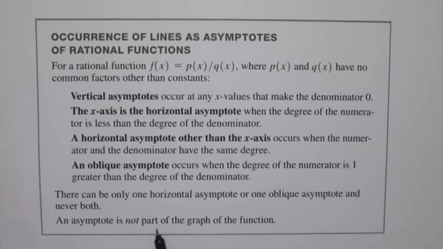An asymptote is not part of the graph of the function. So again, we draw those as dotted lines for reference, but they're not really part of the graph. They're just there for reference.